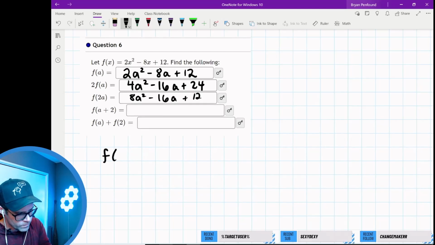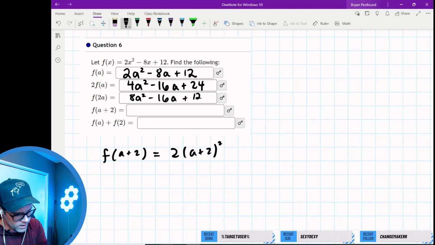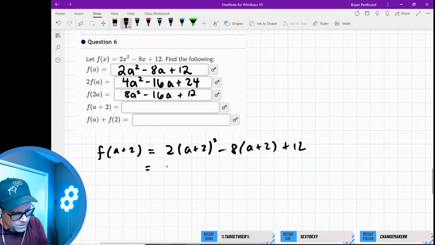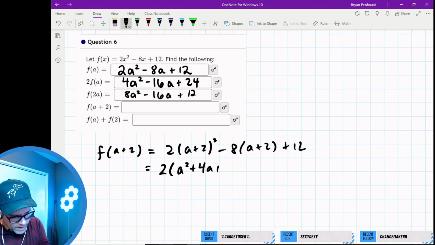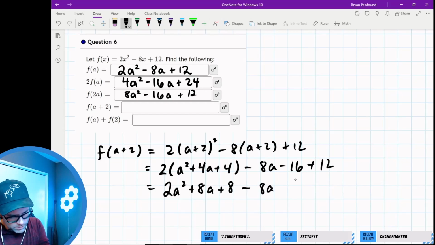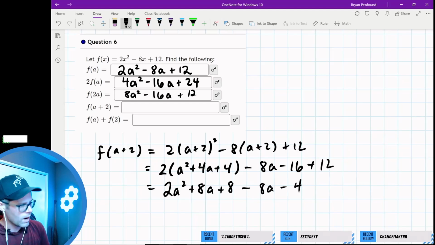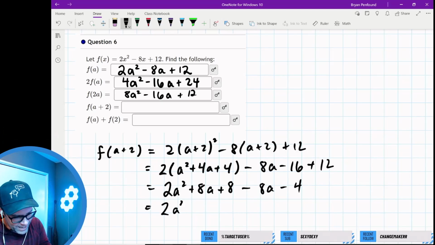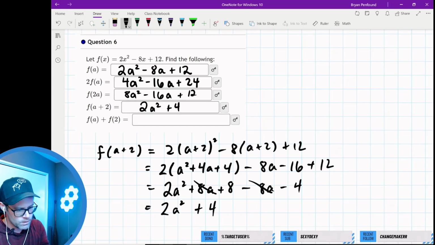Next, we need f at a plus 2. So this is going to be 2 times a plus 2 squared minus 8 times a plus 2, and then plus 12. Oh, this sucks. So this is going to be 2 times a squared plus 4a plus 4. And then we need a subtraction of 8a, subtraction of 16, and an addition of 12. So what do we get all together? 2a squared plus 8a plus 8. Negative 16 plus 12 is negative 4, I think, right? So 2a squared, we're going to subtract our 8a's off. Those are canceling, give us 0. 8 take away 4 should be 4. So we're looking at 2a squared plus 4.